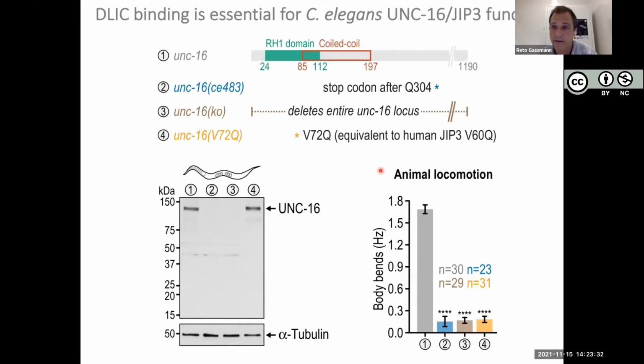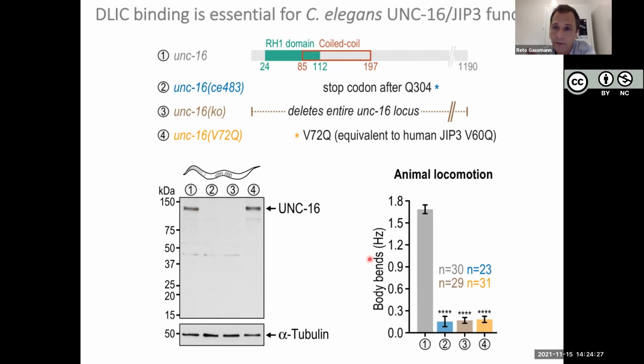Now, to examine the effect of this mutation in vivo, we turned to our model organism C. elegans, where we can use live imaging and easily do genome editing. The JIP3 homologue is called UNC-16 in C. elegans. We introduced this point mutation into UNC-16, which is V720Q, and compared it to two null mutations. One has a premature stop codon, and in the other, we've deleted the entire UNC-16 locus. You can see on this Western blot that the two null mutations don't express any UNC-16, whereas the UNC-16 V720Q mutation is expressed at a level similar to the wild type.